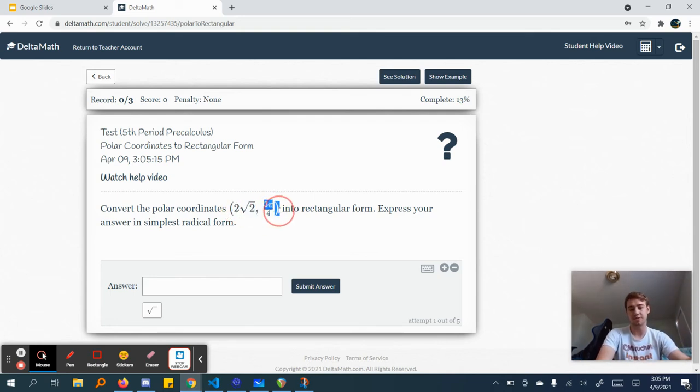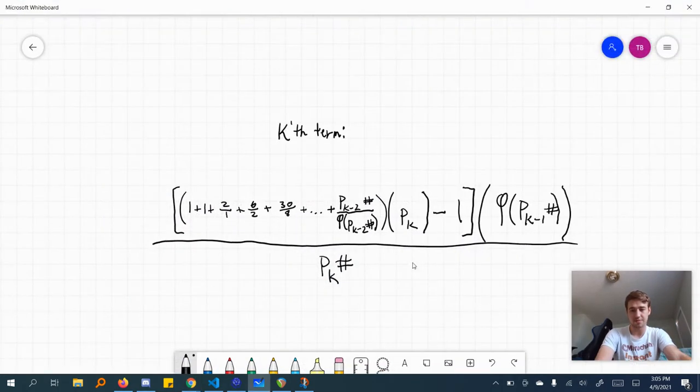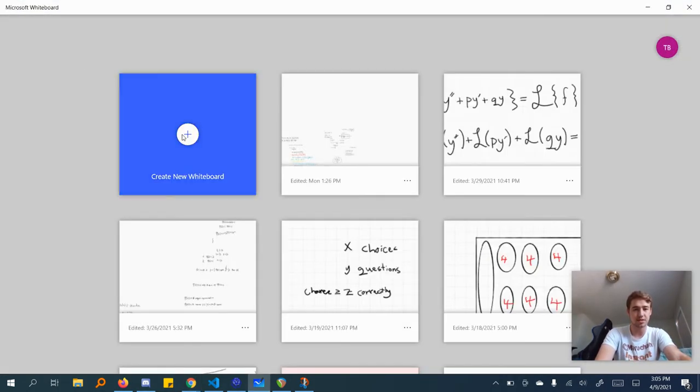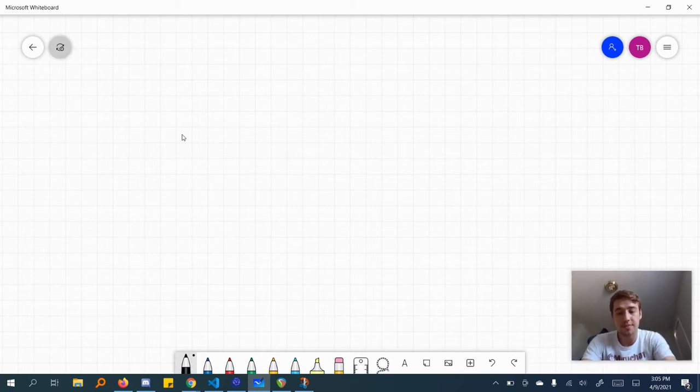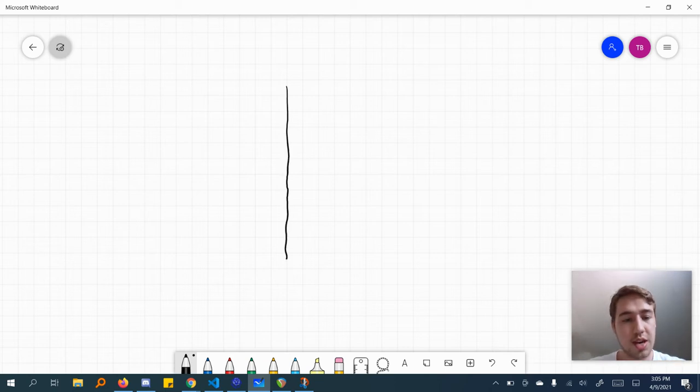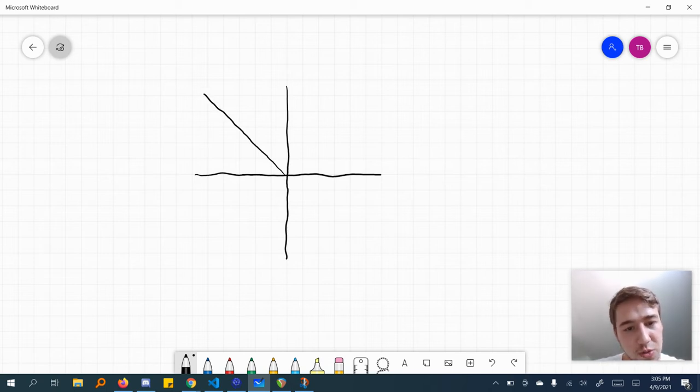Now, polar to rectangular form. What this says is, given a magnitude of 2 root 2 and an argument of 3 pi over 4, what are the actual x and y coordinates? So let's just imagine, I'll go ahead and draw this out. Ignore the math research. We have 3 pi over 4, which is this direction. Let me draw that a little more clearly. And we have 2 radical 2, which takes us to about here.